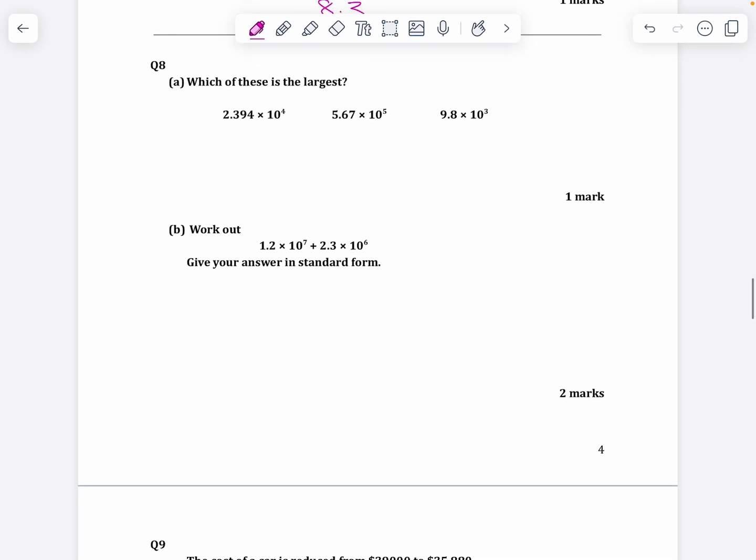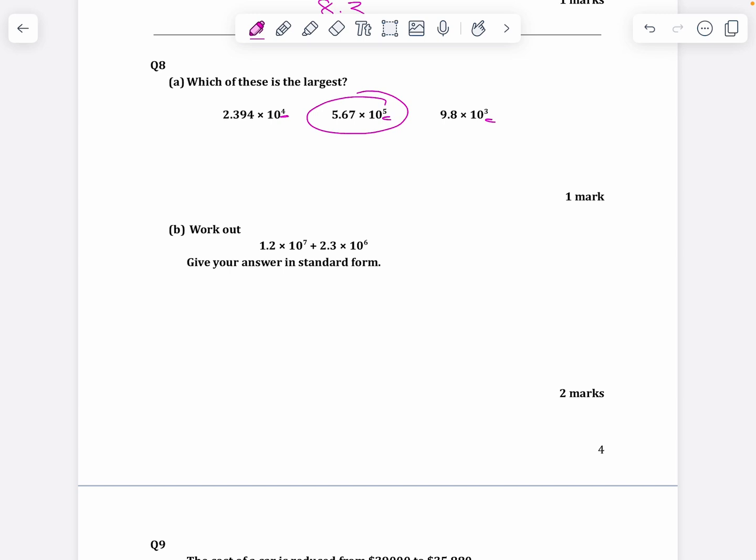Number 8, so 8A, which one of these is the largest? Actually, this one's fairly straightforward. Looking at the biggest power, 5.67 times 10 to the power of 5 is biggest. If we had powers that were the same, then we would have to look at the whole number. But because all the powers are different, we just look for the biggest power.